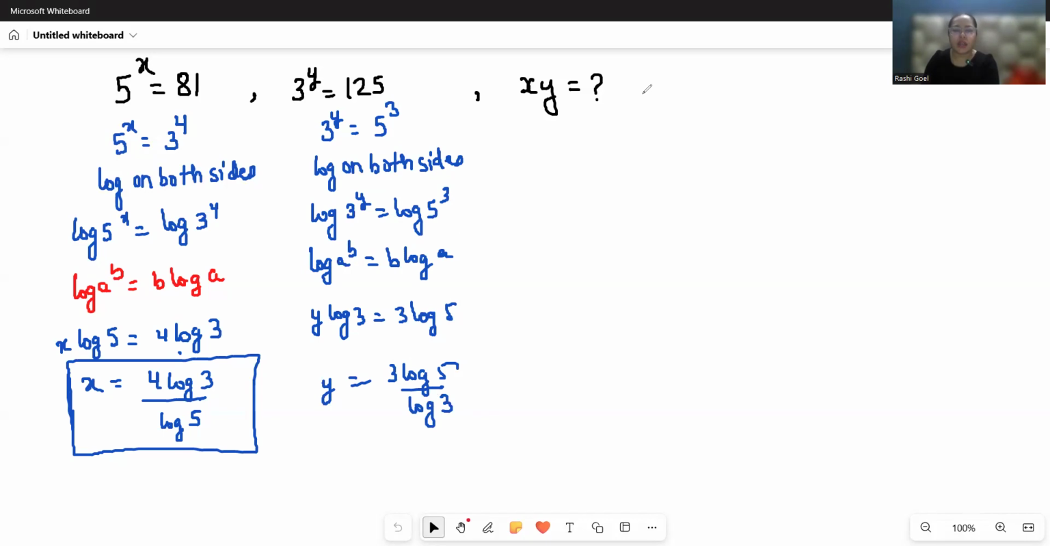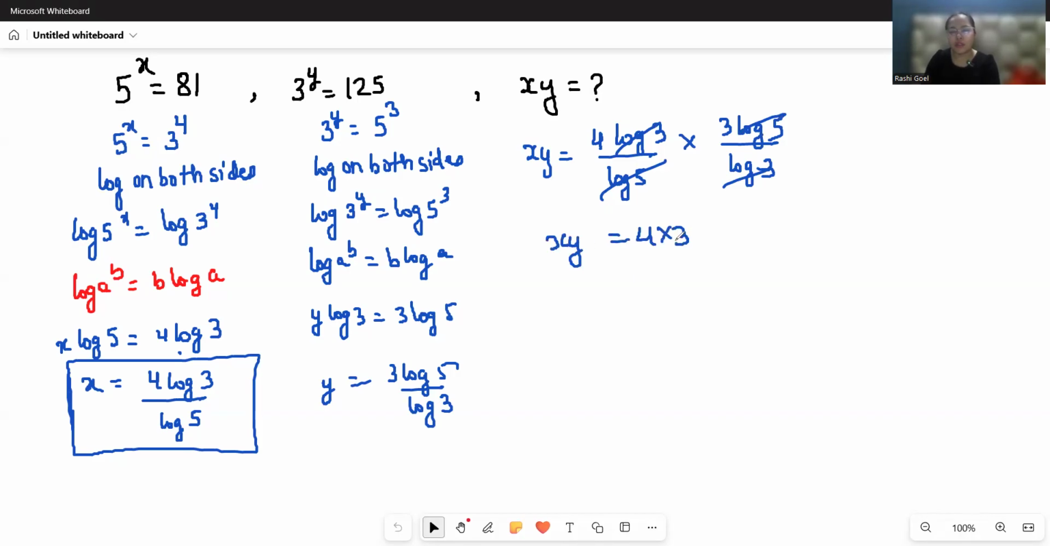Now we have to find xy. So x is 4 log 3 by log 5 and y is 3 log 5 by log 3. So we can cancel out this. So what is left? Xy equal 4 times 3. So what is the value of xy? 12. I hope it's clear and you find it useful.